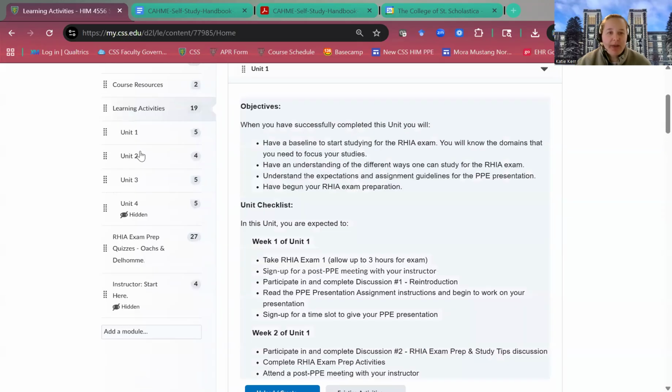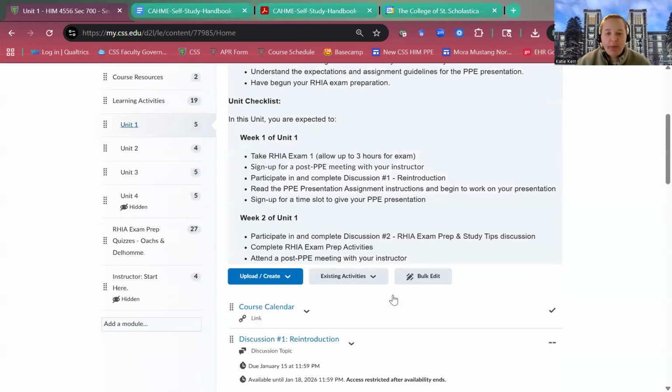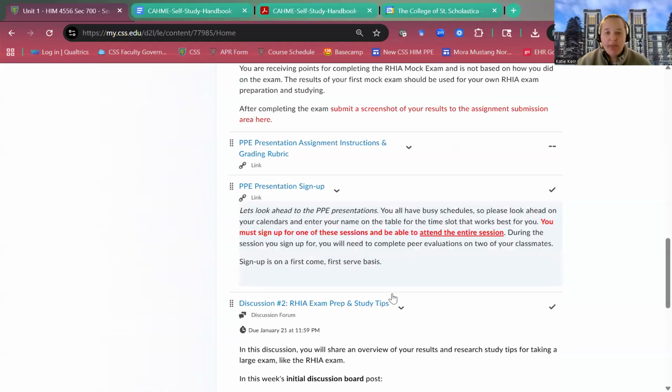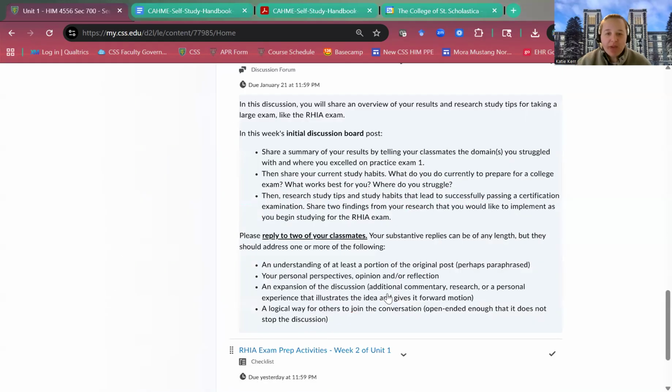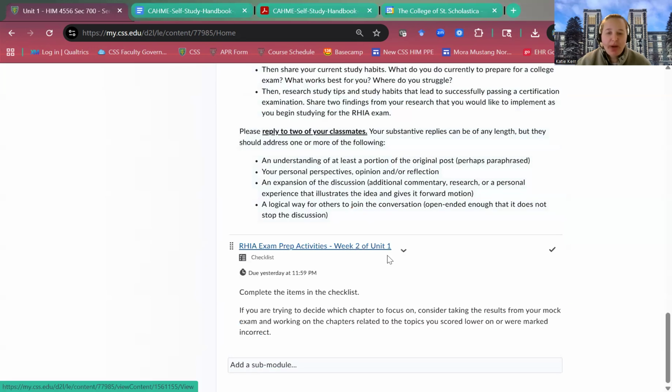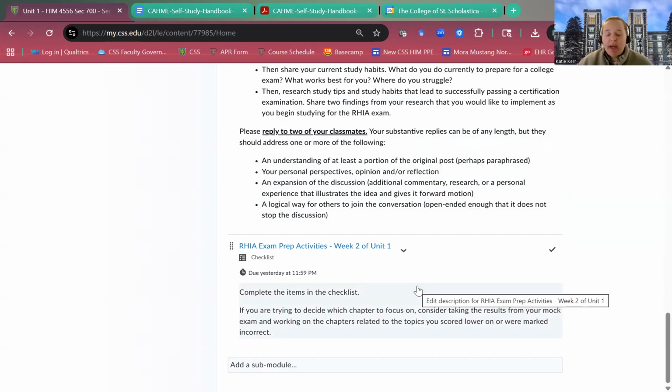I know my screen looks a little bit different than yours. I'm going back here to Unit 1, scrolling down to these RHIA exam prep activities. This is what was due yesterday. My screen is going to look a little different than yours just because I'm faculty, and this is the way mine looks. But I want to touch base on what I'm expecting of each of you.